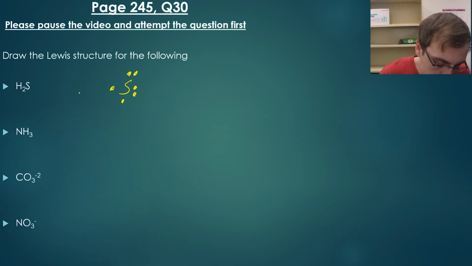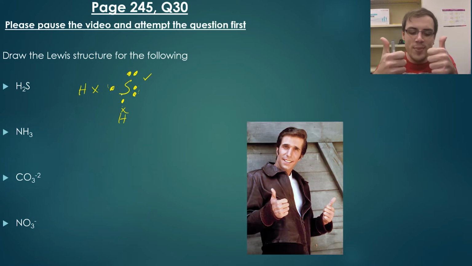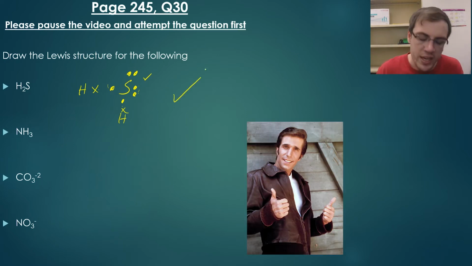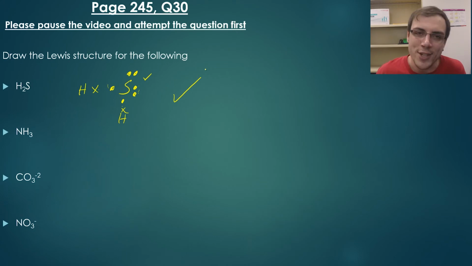So we've got our hydrogen, so we represent 1 electron there. So sulfur, 1, 2, 3, 4, 5, 6, 7, 8. So sulfur is stable. Hydrogen, 1, 2. Hydrogen, 1, 2. Everyone's happy? Happy days. That is the Lewis structure for H2S.